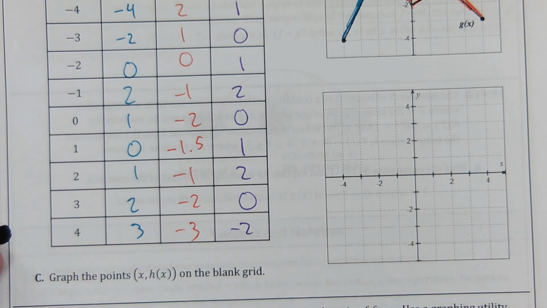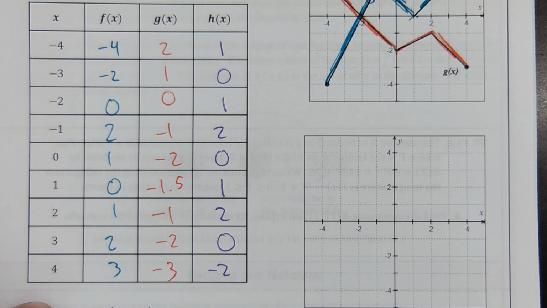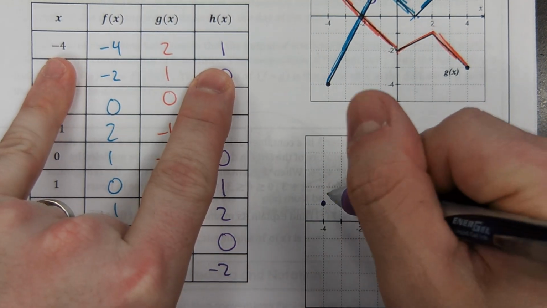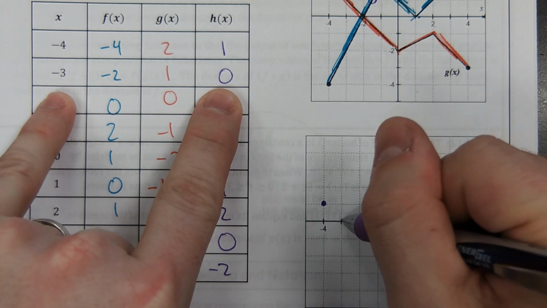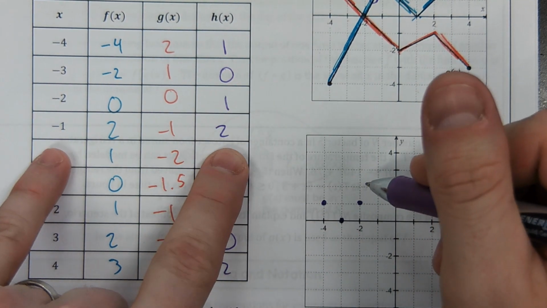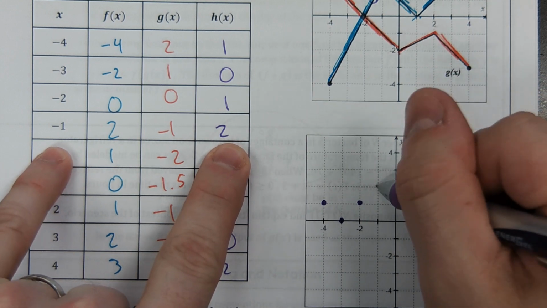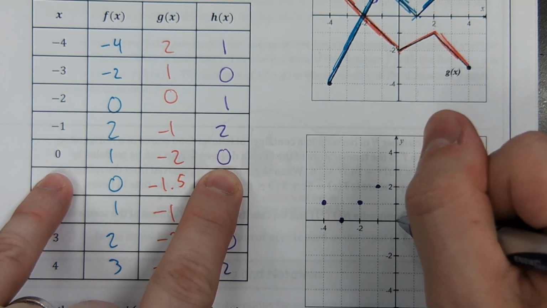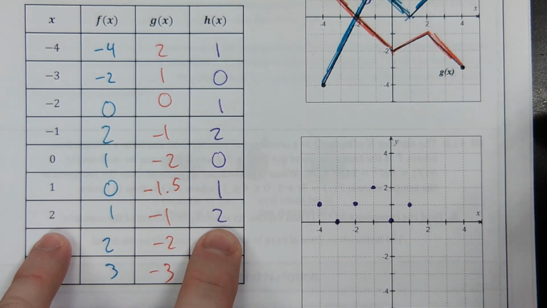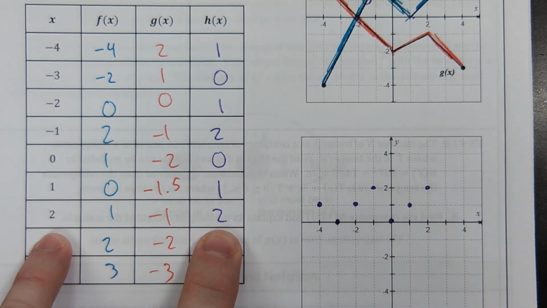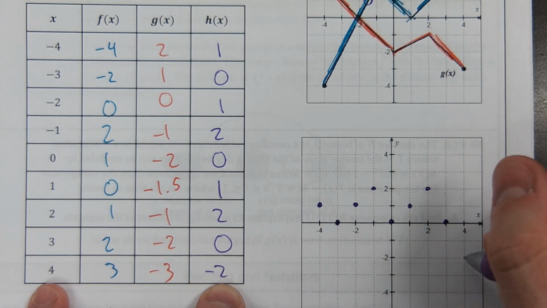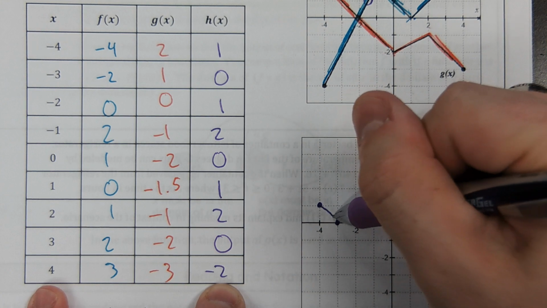And now we just get to plot the purple ones. These are x's. These are y's. So negative 4, 1. Negative 3, 0. Negative 2, 1. Negative 1, 2. 0, 0. 1, 1. 2, 2. 3, 0. And 4, negative 2.